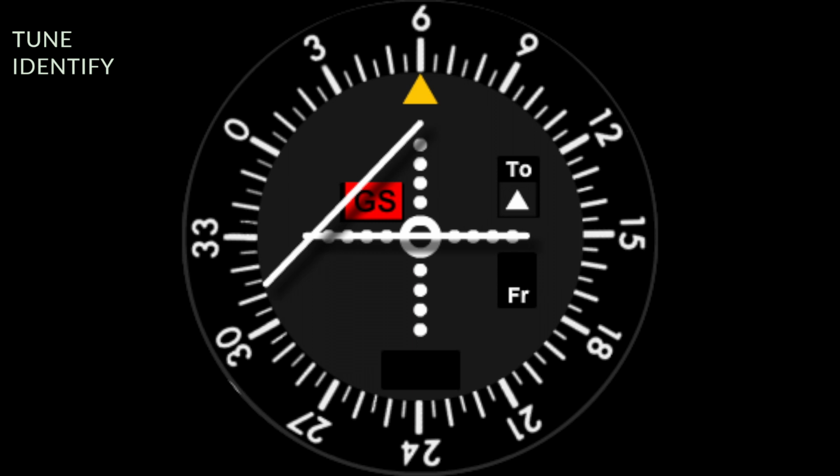Now, more advanced avionics allow pilots to identify a VOR using its alphabetic identifier on a digital display, but that's just too fancy for me right now.